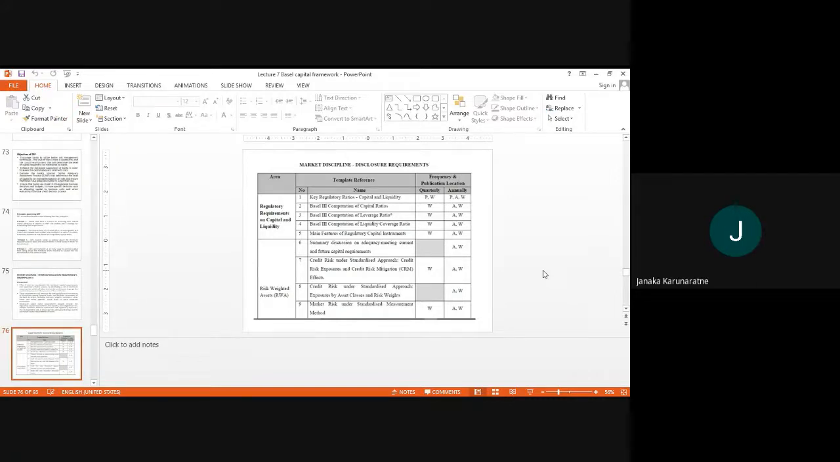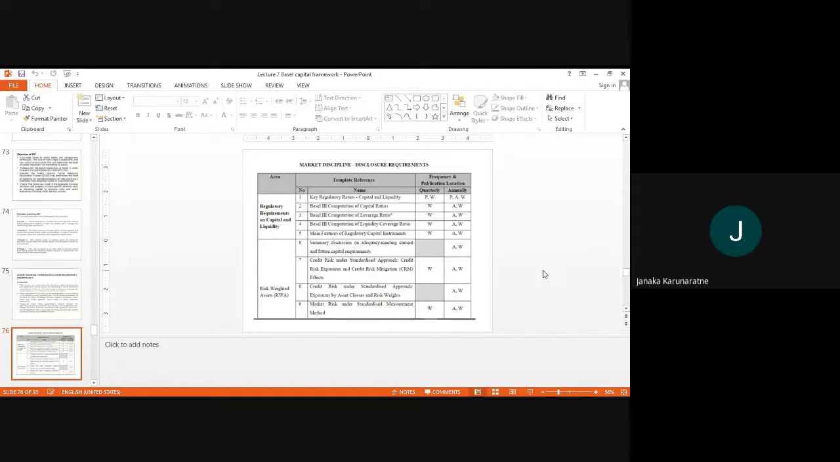So now if you look at the key regulatory ratios of capital adequacy and liquidity, you must publish to the market quarterly in the press and on your web, but annually in the press, annual report, and the web. So that is the standardized requirement. So all banks, if you take capital and liquidity ratios, must disclose them to the public both quarterly and annually. But quarterly, it is in the press and web, and annually, it is in the press, web, and also the annual report. So in terms of regulatory capital and liquidity requirements, there are 5 elements.